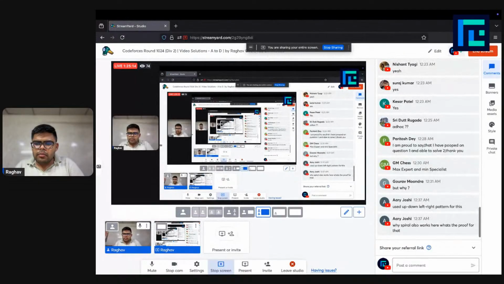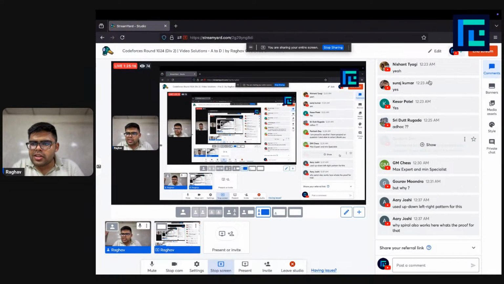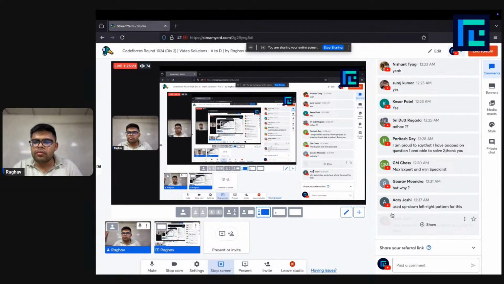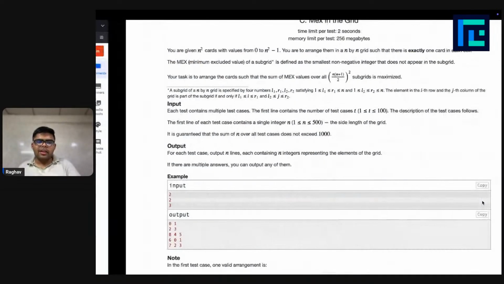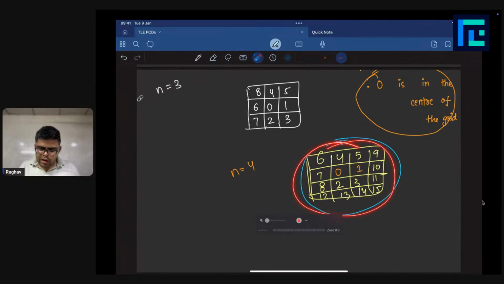Okay, so you asked, but why? Can you please specify which thing you asked but why for? Max expert admin specialist. Yeah, that is for quickly solving ABC. Used up, down, left, right pattern for this. Yeah, that is my solution also. But why does spiral also work here? What is the proof for that? Yeah, I'm about to come to that. Till this point, I have not actually talked about spiral or anything. I only talked about a way in which you would like to put up the elements.